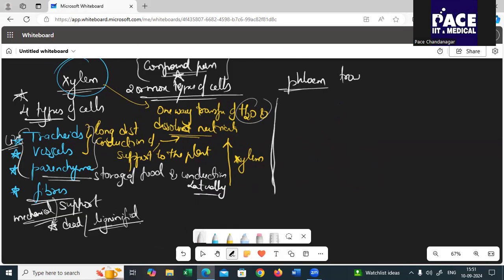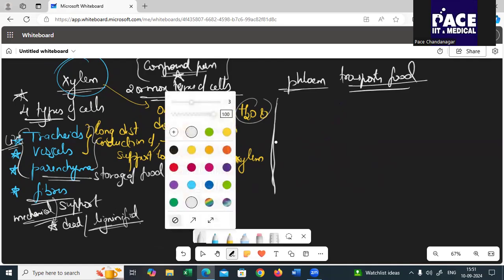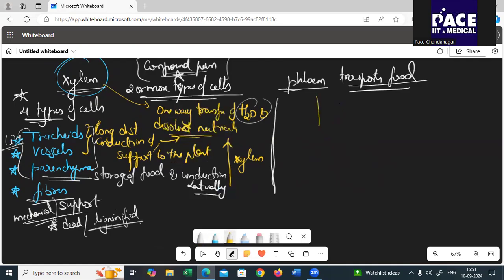Phloem transports food. So is that only one-way conduction? No, it is not one-way conduction. It is both ways, down and upward. So why is it both upward and downward? Because once the plant makes the food, the food is being stored.